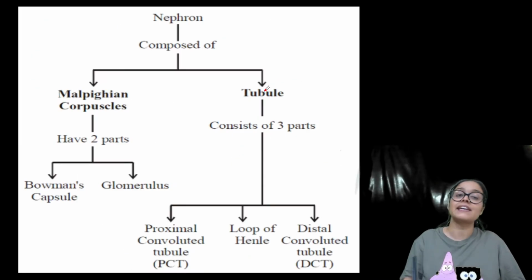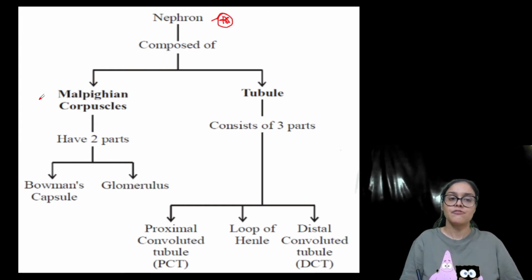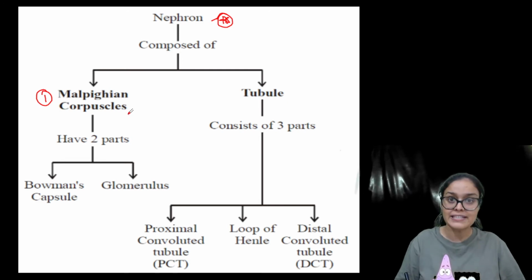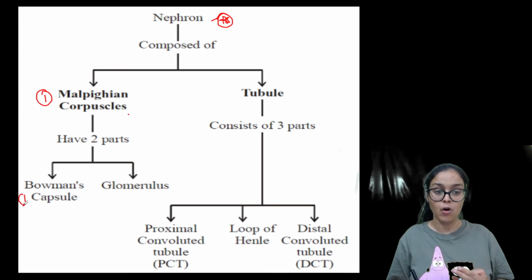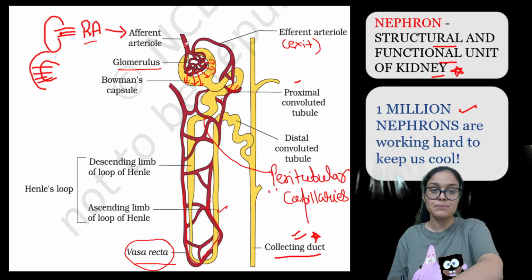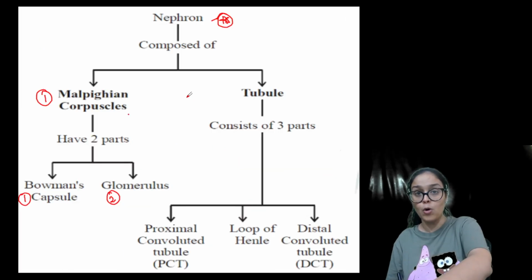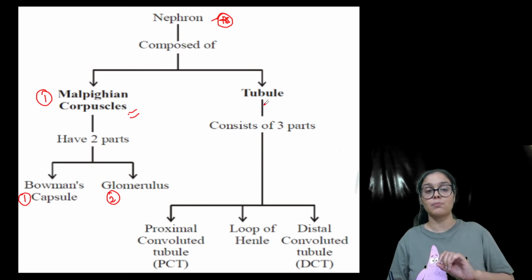So what is the nephron? What is nephron composed of? First, it contains the Malpighian corpuscle. And what is the Malpighian corpuscle? It is made up of two parts. One, Bowman's capsule. Second, glomerulus. Can you see this part? This is the glomerulus and this is the Bowman's capsule. These both structures together form the Malpighian corpuscle.